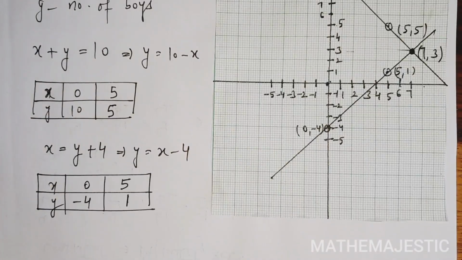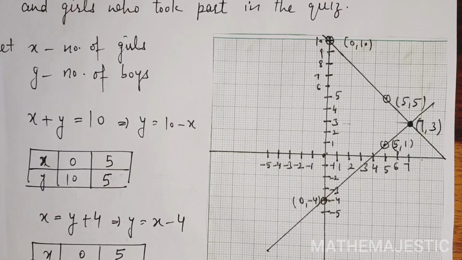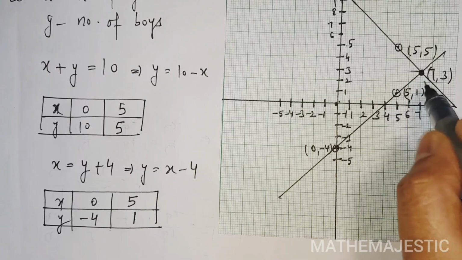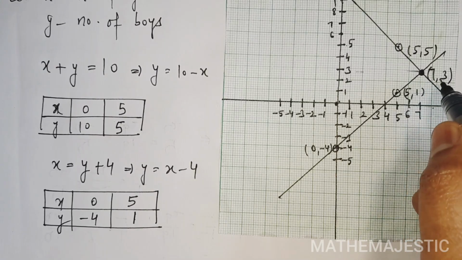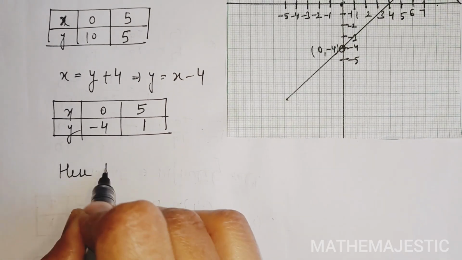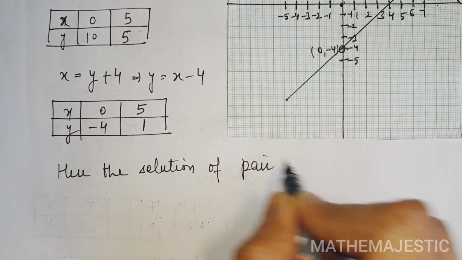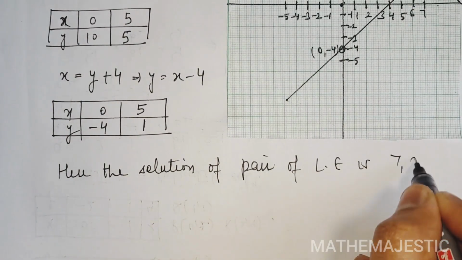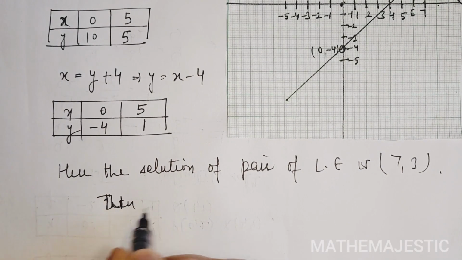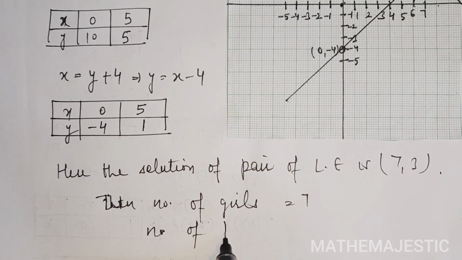X represents the number of girls and y represents the number of boys, as we have taken them in the starting. So we have to find the number of boys and girls here. Because the intersection point of both the linear equations is called the solution, that means x is 7, y is 3 is the solution set here. So the solution of the pair of linear equations is (7, 3). Hence x, the number of girls, is 7 and the number of boys is 3.